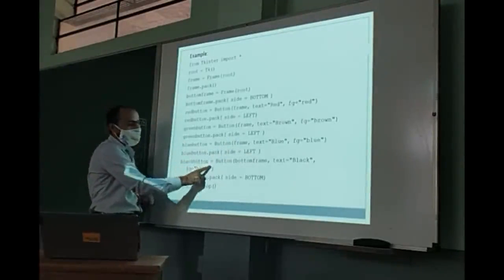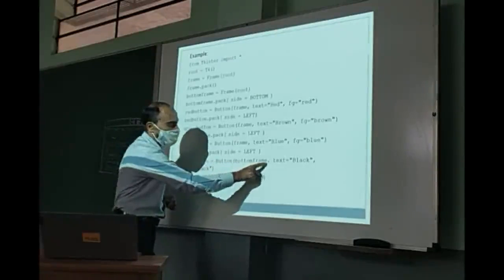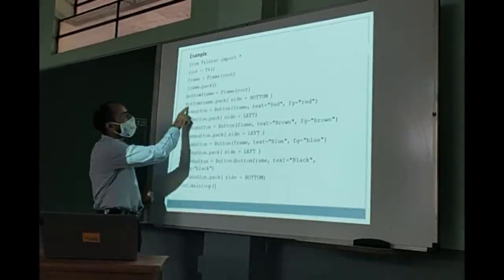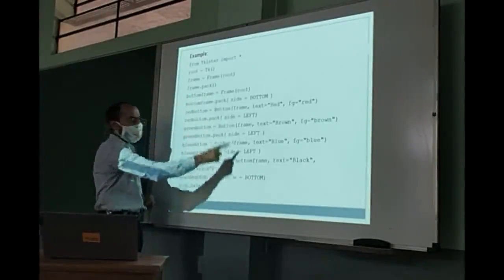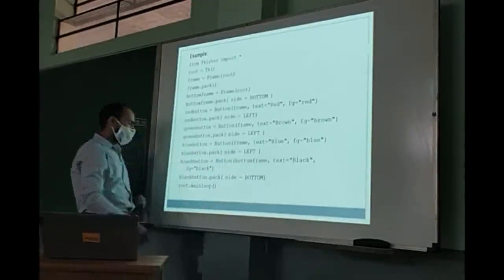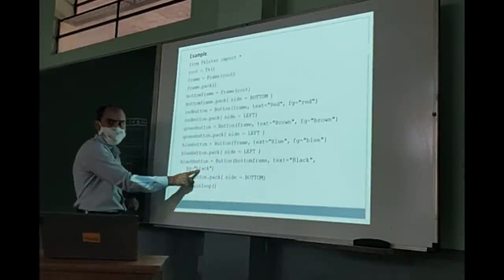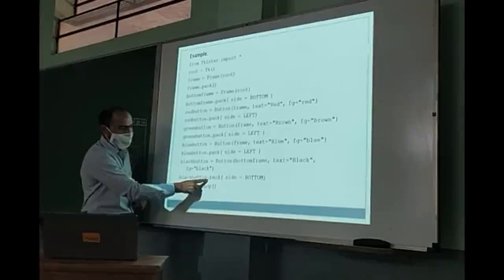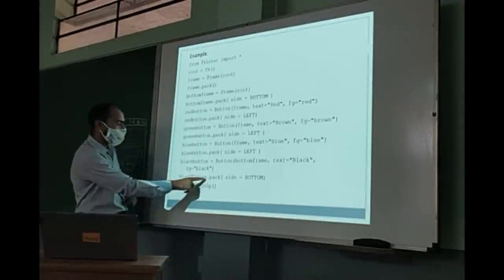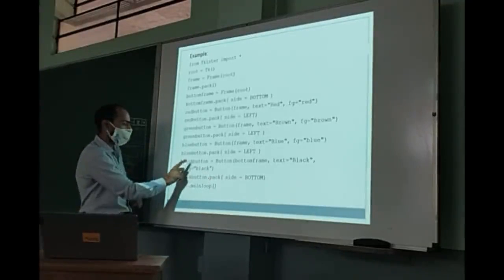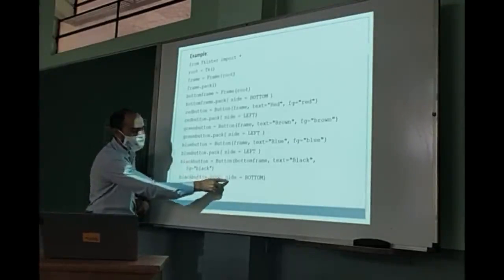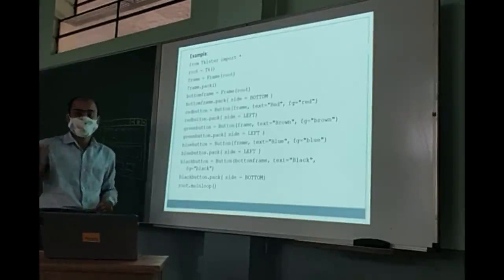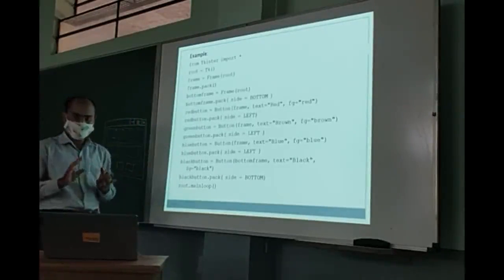Then one more button, that is the black button, is created, but this time the black button is added on another frame which we have created here, the bottom frame, and it also has some text and foreground. Lastly, the black button is added on the frame, that is black button.tag, side is bottom, and then we are entering the main loop. So the GUI is this one.